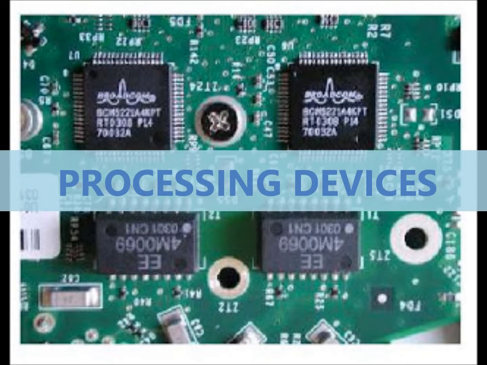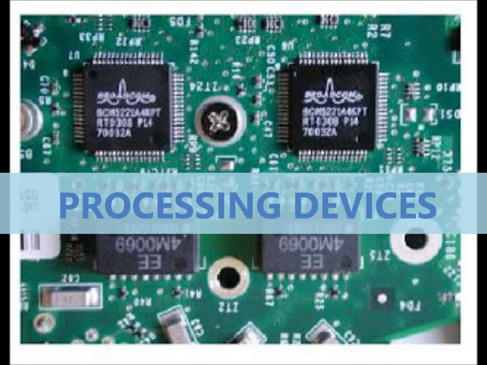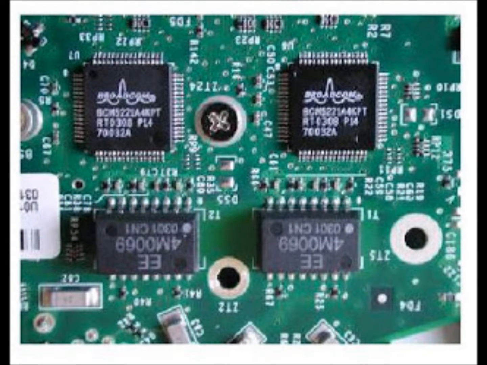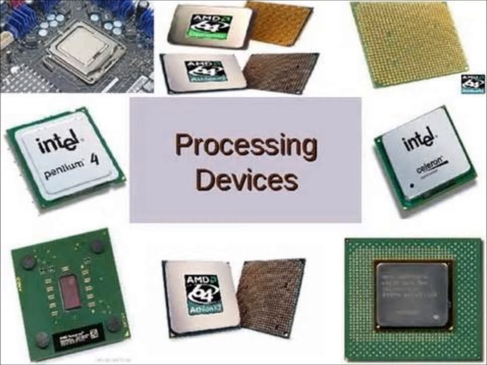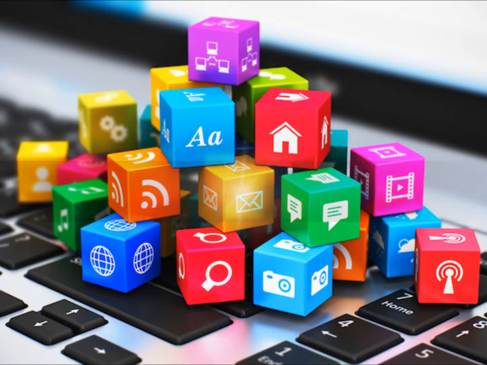Processing devices. The central processing unit, also called CPU, is the component in charge of transforming data into information. It is considered the brain of the computer, where most of the operations are carried out. Among the most important are the arithmetic and logical operations.